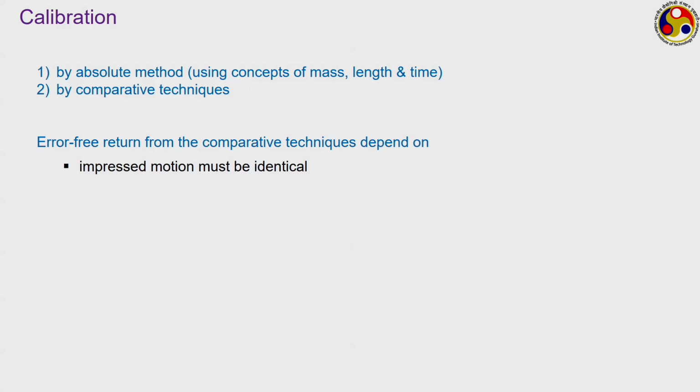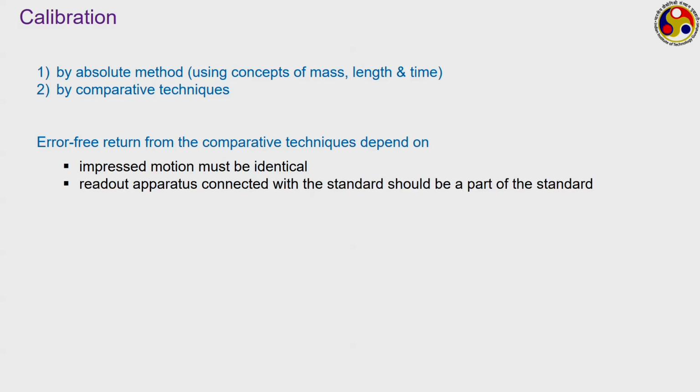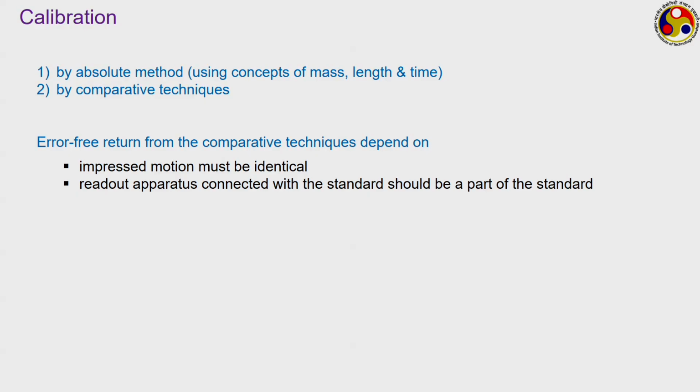Firstly, the impressed motion between the standard and your subject must be identical. That has to be identical. If the nature of the imposed motion is different, then we have to use some separate standard. Then the readout apertures for the standard are preferably a part of the standard itself. That is, it should be attached with the standard. If it is a part of the standard, the entire system can be traceable.